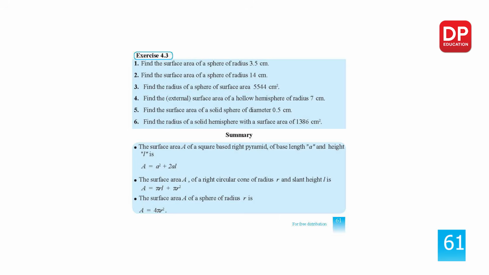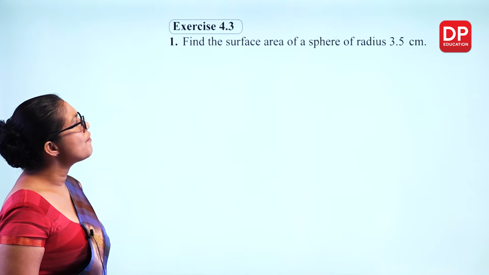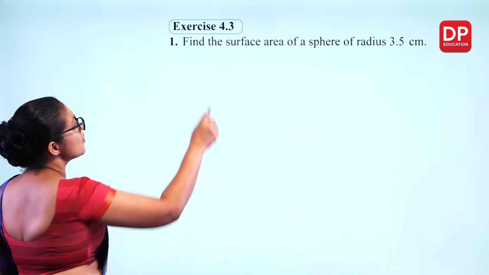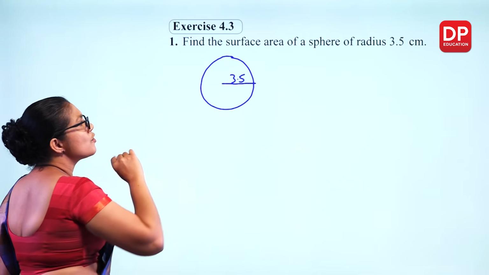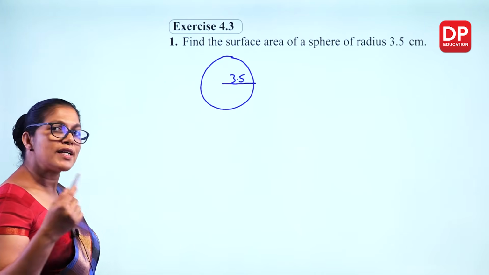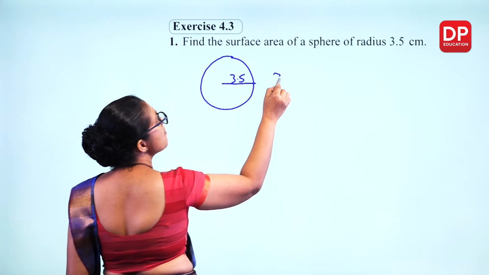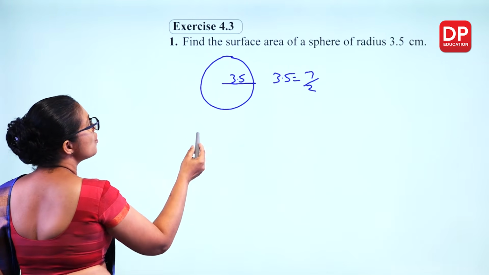centimeters. Now look at exercise 4.3 in your textbook. It says find the surface area of a sphere of radius 3.5. So here radius is given 3.5. So we can use the fraction value. What is 3.5? 7 over 2. So instead of 3.5, I can take 7 over 2. So what's the area?